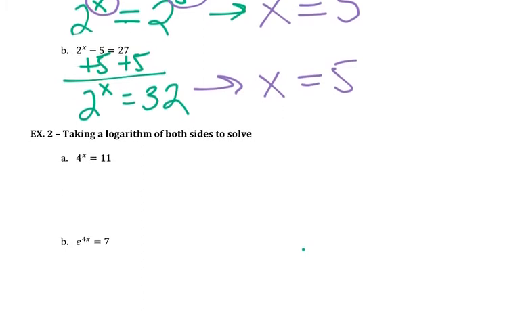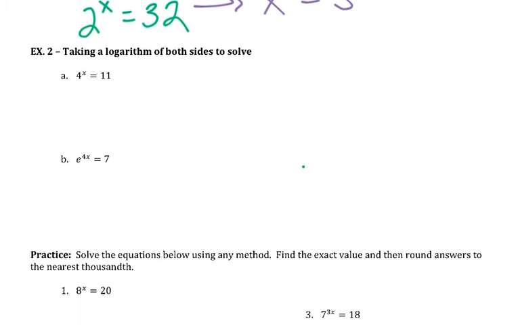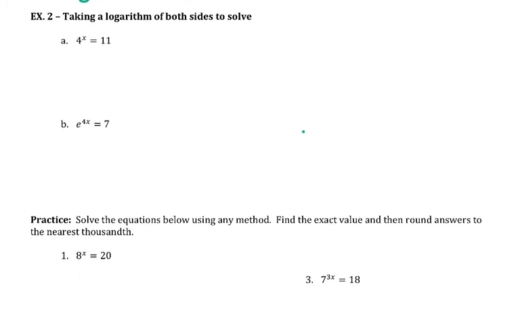So that is a way to solve using one-to-one properties, but there are lots of problems where you cannot use one-to-one properties. And we've got some examples here. 4 to the x equals 11. There isn't any whole number exponent that can change 4 into 11. So we have to find a different way to solve these. We're going to do that using the inverse properties.